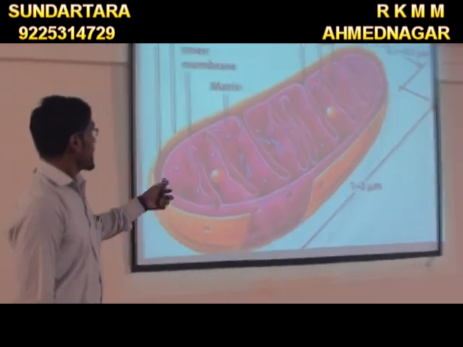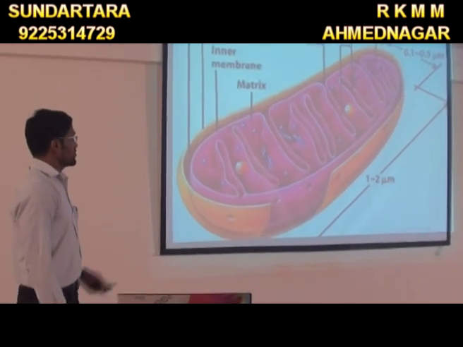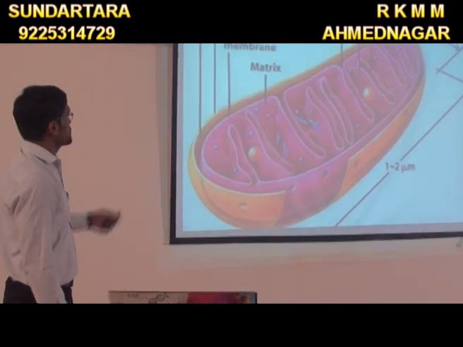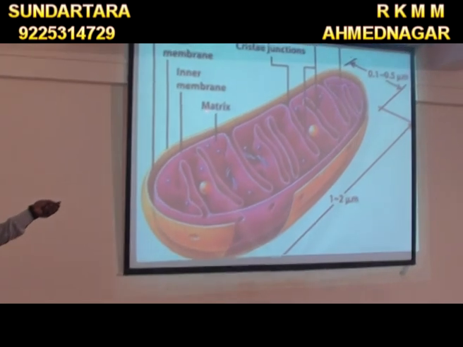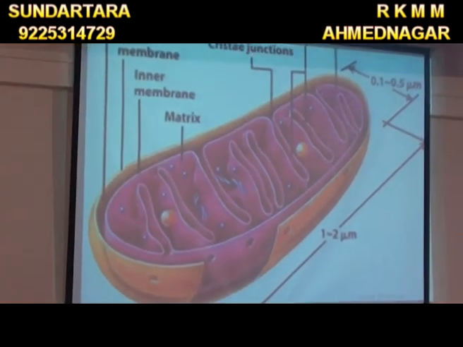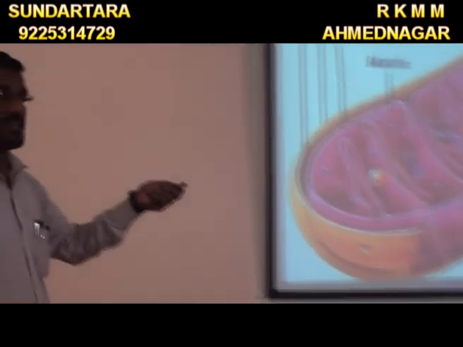This is the diagram of the mitochondria. In this diagram you see the parts of the mitochondria. First is the outer membrane, then second is the inner membrane, then matrix, then cristae. Cristae is the invagination of the inner membrane.